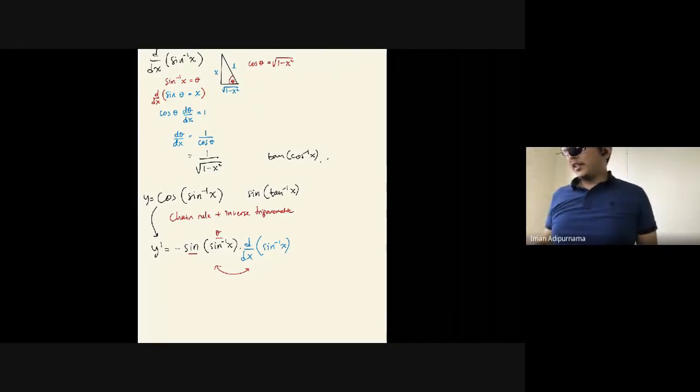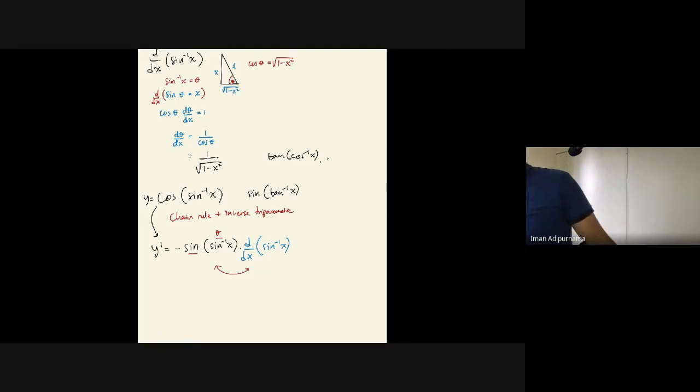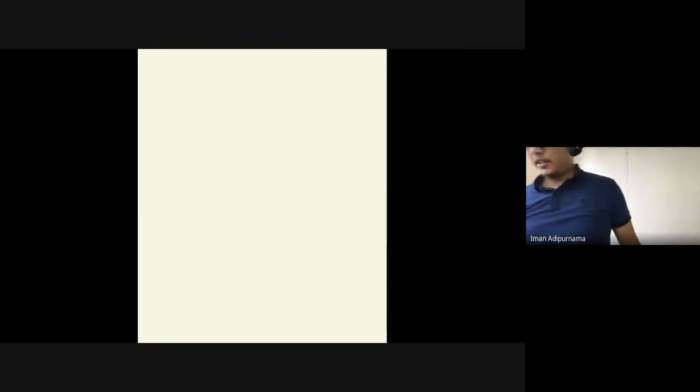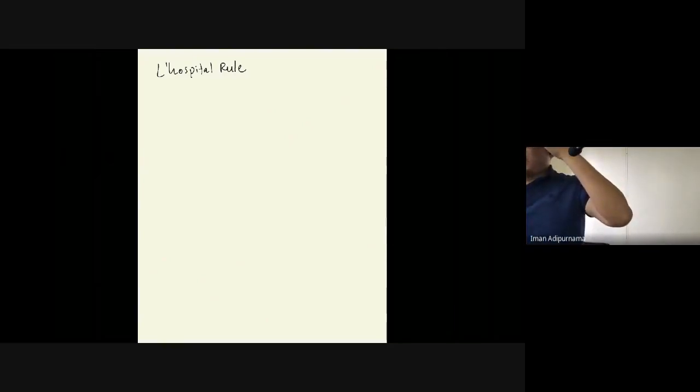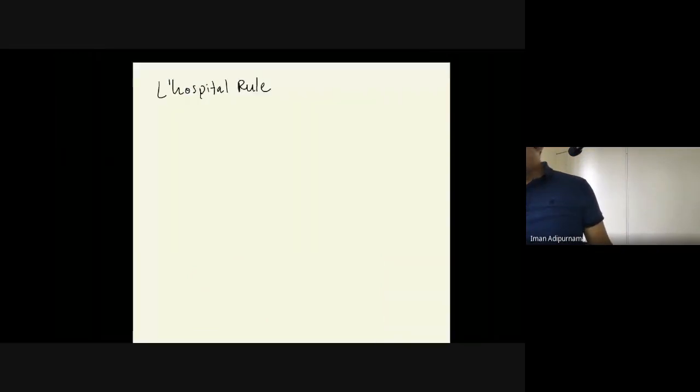Okay, the next one. I will go through the L'Hopital rule first. Let me go to the next slide and write: this is the L'Hopital rule. Actually, L'Hopital rule in the textbook should be in chapter 4, but I will move it here instead, because I think it's easier if you still have the concept of limit.